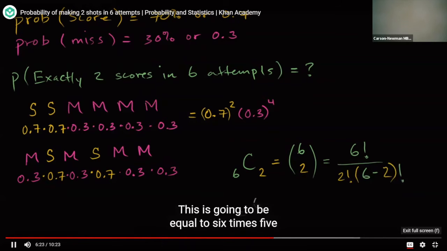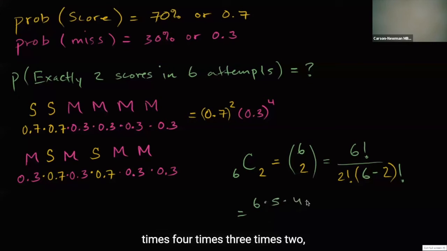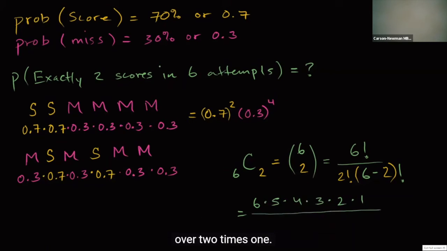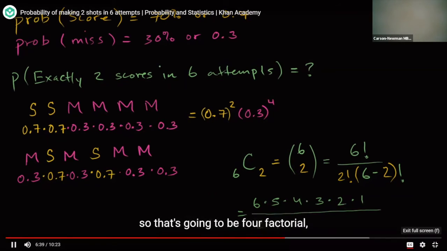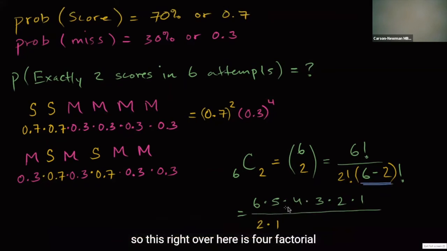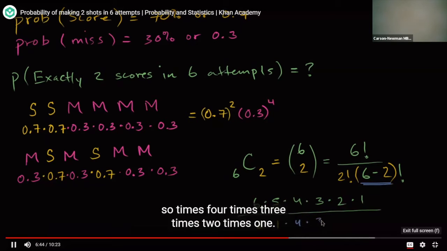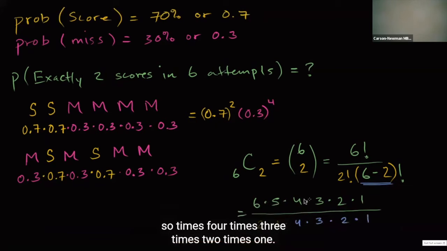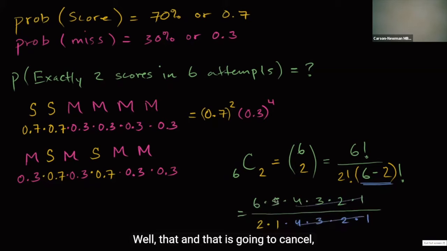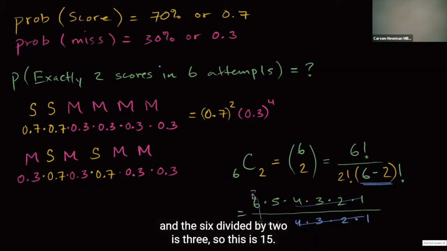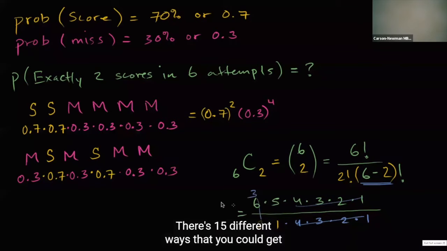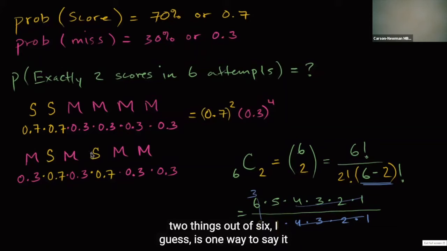This is going to be equal to 6 times 5 times 4 times 3 times 2 times 1, over 2 times 1, times 6 minus 2, which is 4, so that's 4 factorial: 4 times 3 times 2 times 1. Well, that is going to cancel. And then let's see, 6 divided by 2 is 3. So this is 15. There's 15 different ways that you could pick 2 things out of 6, I guess is what you'd say.